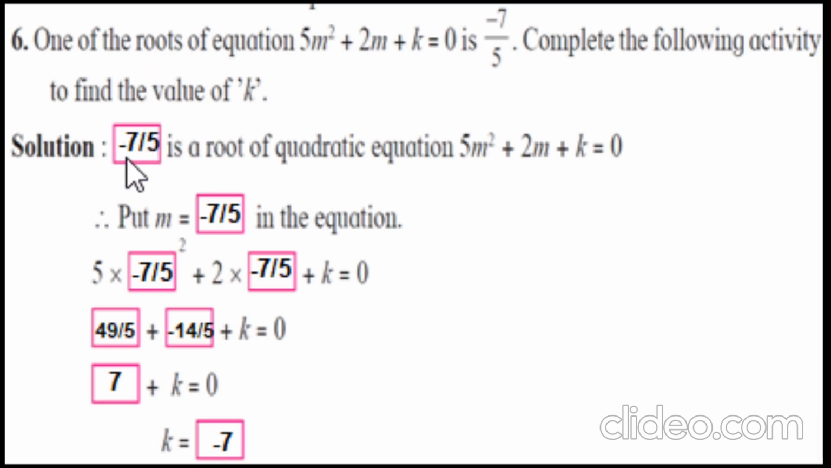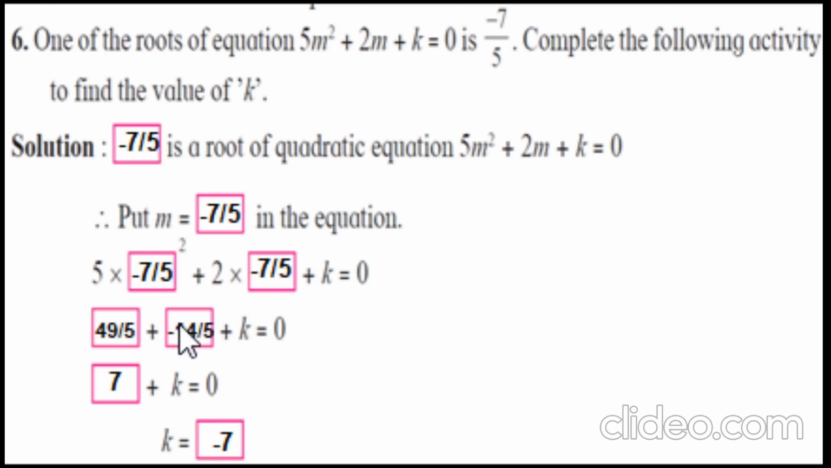So what is the solution? We have filled these brackets. Minus 7 upon 5 is the root of the quadratic equation 5m square plus 2m plus k is equal to 0. So put m is equal to minus 7 upon 5. Wherever there is an m, we have to take minus 7 upon 5. So 5 into (minus 7 upon 5) square plus 2 into minus 7 upon 5 plus k is equal to 0. Square of 7 is 49, square of 5 is 25. 5 divided by 25 you get 1 upon 5, so 49 upon 5 minus 14 upon 5.